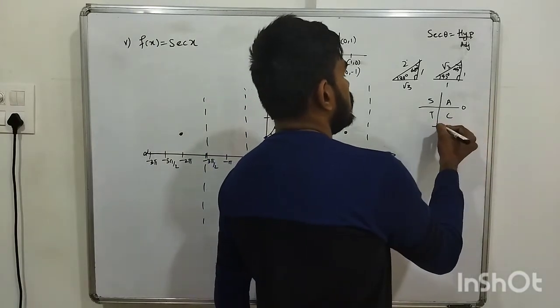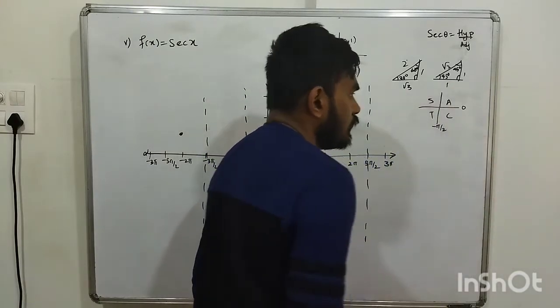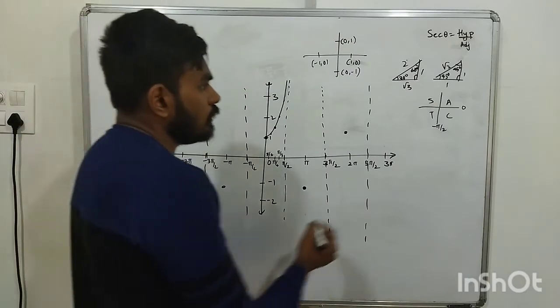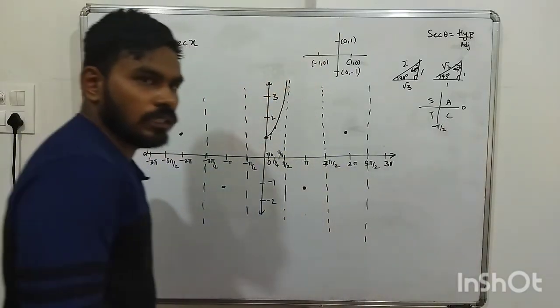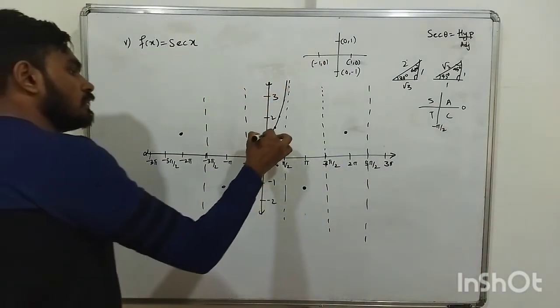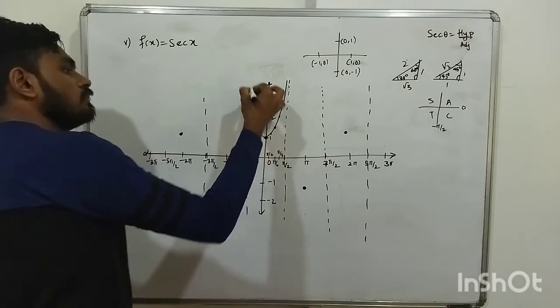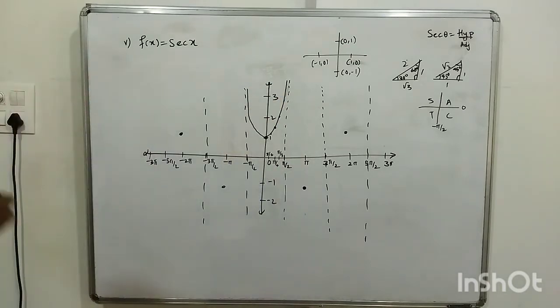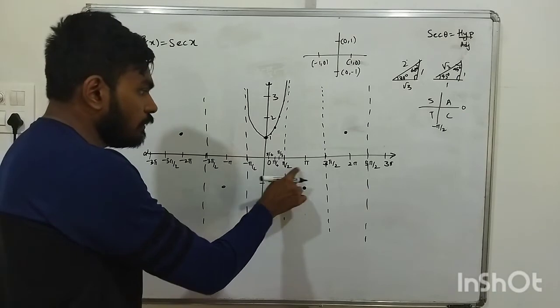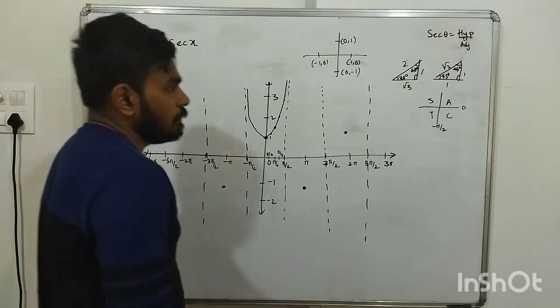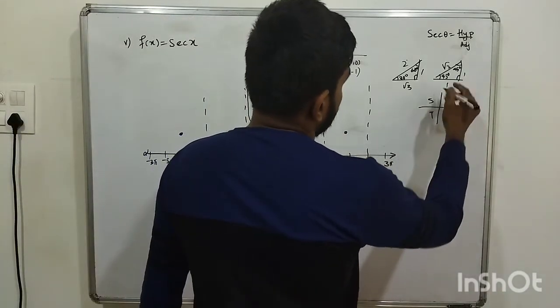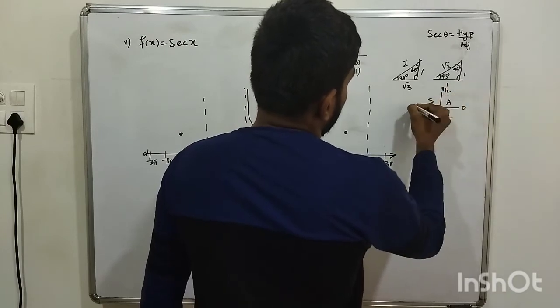0 is here, minus pi by 2 is here, if we go clockwise. Okay. From 0 to minus pi by 2, cos is positive, so sec is positive. Okay. So the curve will be like this. Understood? No? Similarly, now we'll check for this. Pi by 2 to pi. Okay. There is pi by 2. Pi by 2 to pi.